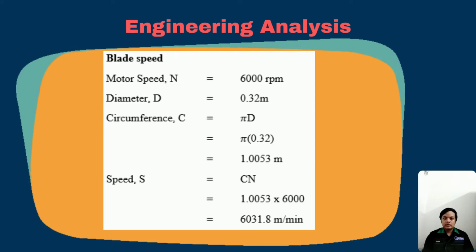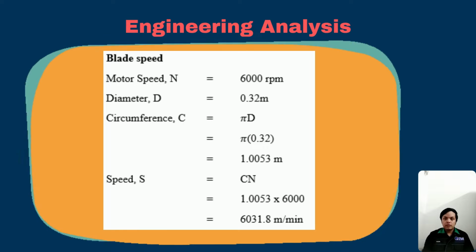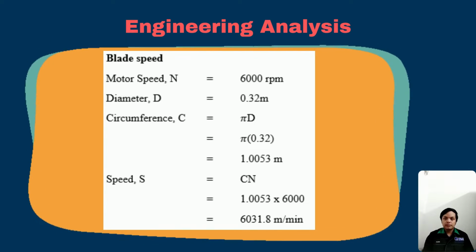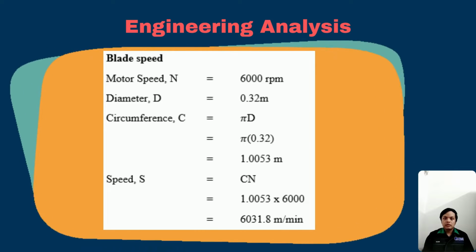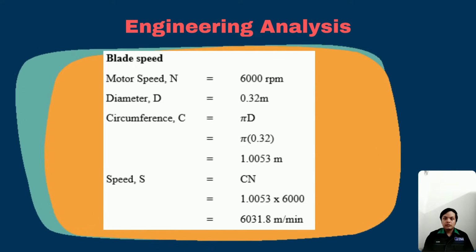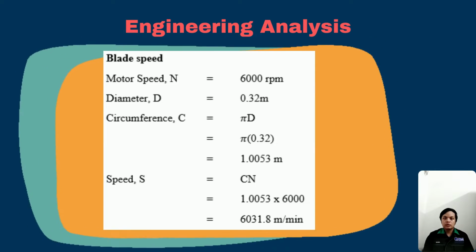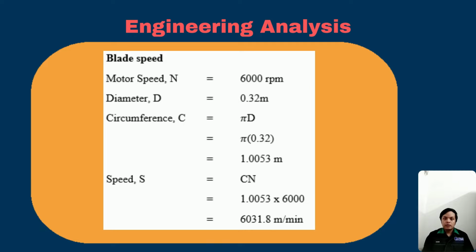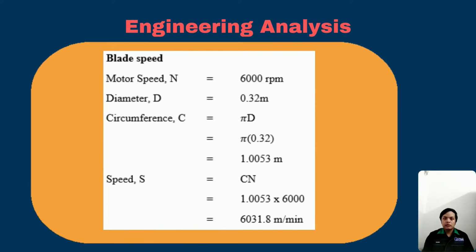So the circumference is needed in order to calculate the speed of the blade, and the formula for circumference is pi multiplied by diameter. The circumference that we get is 1.0053 meter. For blade speed, the calculated circumference will be multiplied with the motor speed, and then we get the result, which is 6031.8 meter per minute.